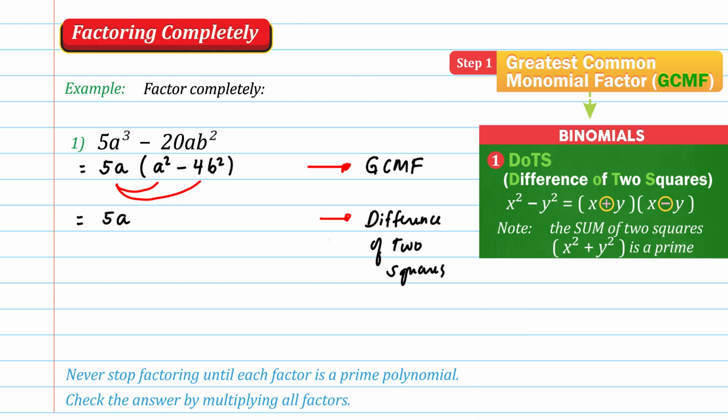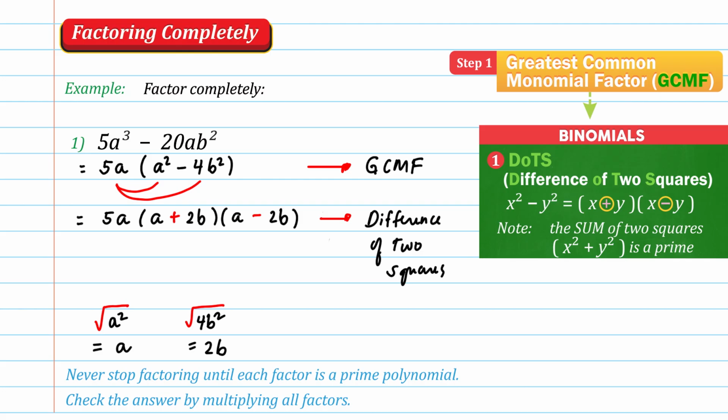Remember that when you have a difference of two squares, the first thing on your mind should be plus minus. And then, square root of a squared is a. Square root of 4b squared is 2b. Let's write them here. And then, copy both terms to the next binomial.